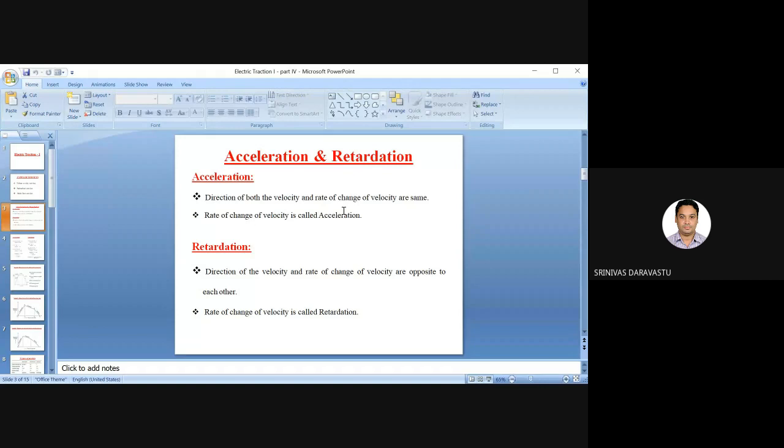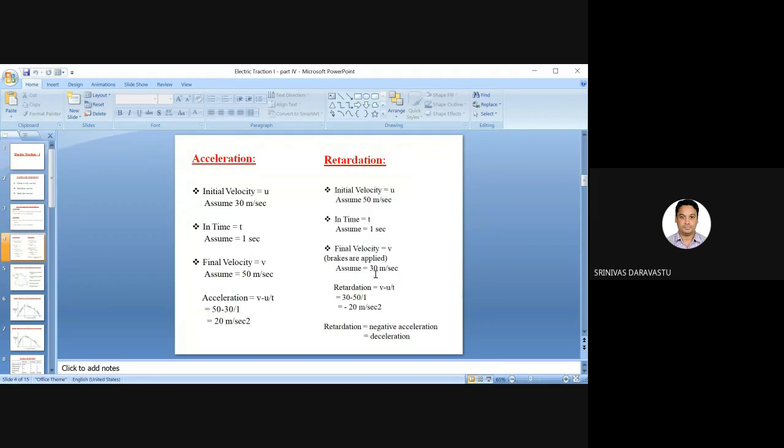The direction of both velocity and rate of change of velocity are the same. Here the rate of change of velocity is called acceleration. What is retardation? The direction of velocity and rate of change of velocity are opposite to each other. Here the rate of change of velocity is called retardation.